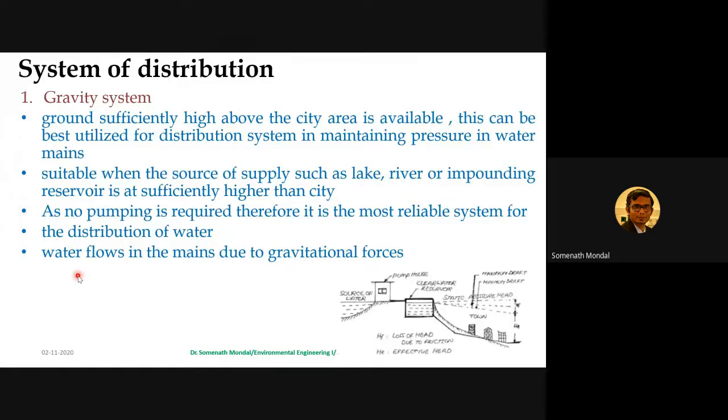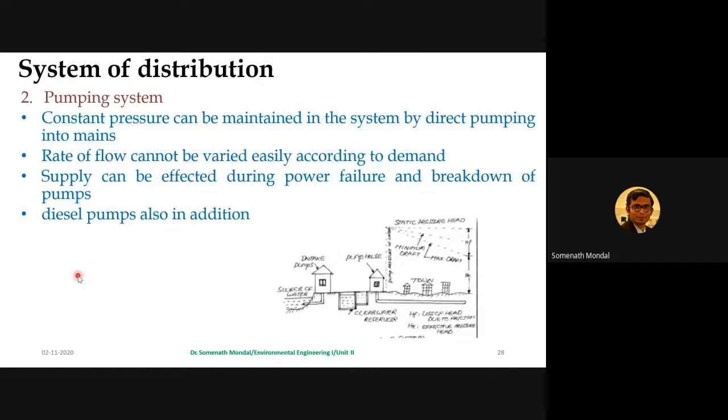Fine. Next comes the pumping system. This is the more conventional system which we might have seen in most cases. In the pumping system, the treated water is directly pumped into the distribution mains without storing it anywhere, because storing is not going to help in this case. For this reason, this system is also sometimes called the pumping without storage system. So constant pressure can be maintained in the system by directly pumping, and the pressure is basically provided because of the pumping. Now the rate of flow cannot be varied easily according to the demand unless a number of pumps are operated in addition to the standard ones.